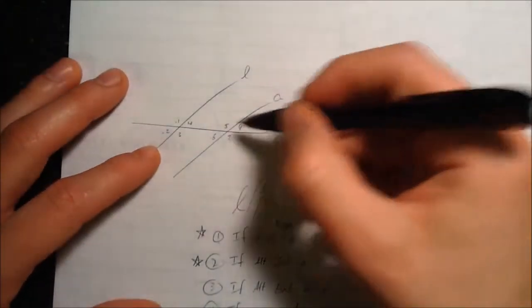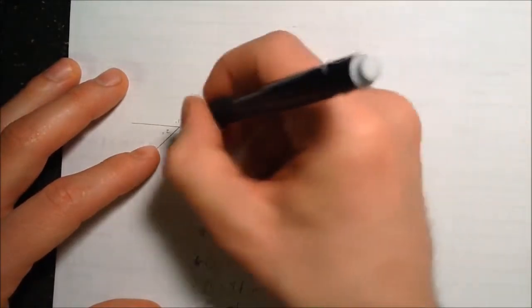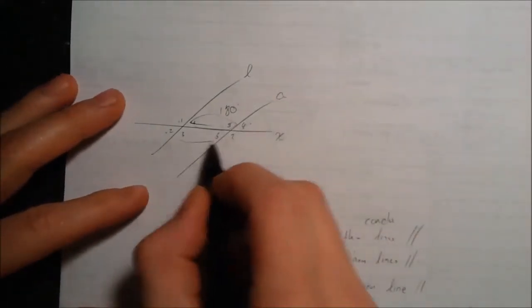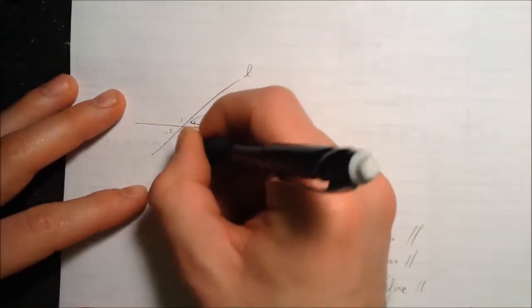So that's like if you can show angle 4 and angle 5. If you can show that these two sum up to be 180 degrees, that means they're supplementary, therefore lines are parallel. Same thing with 3 and 8. If you could show that those two angles are supplementary, which means they add up to be 180 degrees, then you know lines are parallel.